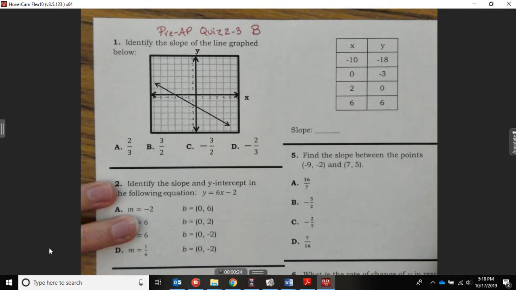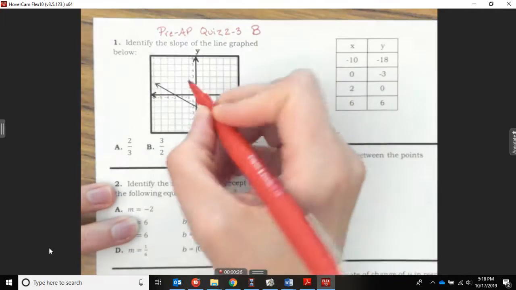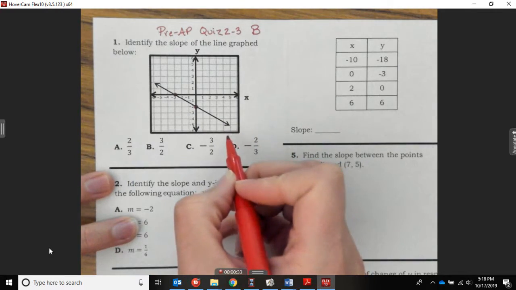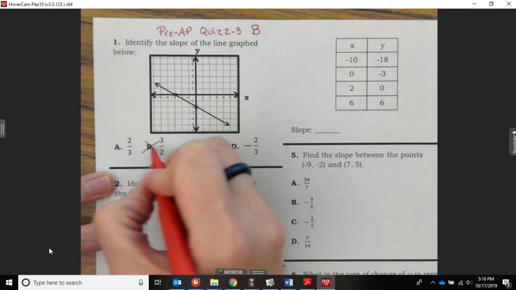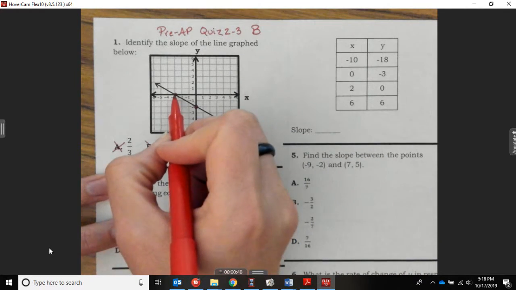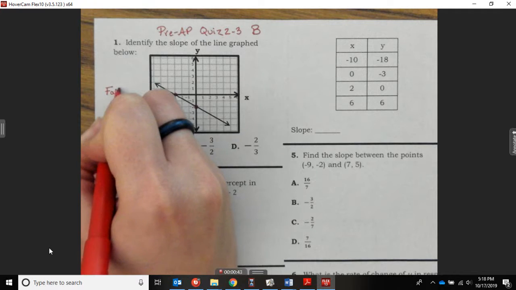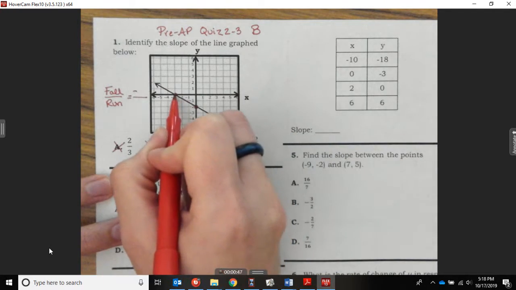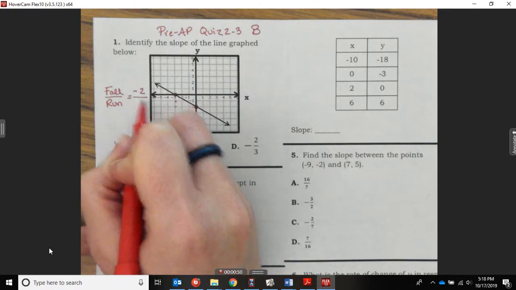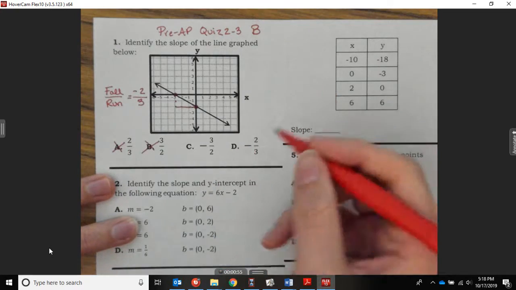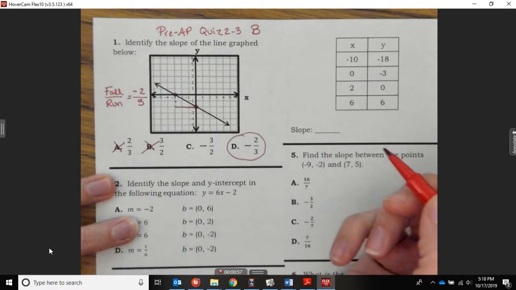So remember, when we're finding slope from a line, we need to find 2 points. So here's a point and here's a point. And the first thing I should say is this graph has a negative slope, which means A and B are not your answers because those are positives. And so this is going down, so that means I fall and I run. And fall means negative, so I'm going to go down 2, fall 2, negative 2, run 1, 2, 3. So my slope is negative 2 over 3, which is answer choice D.